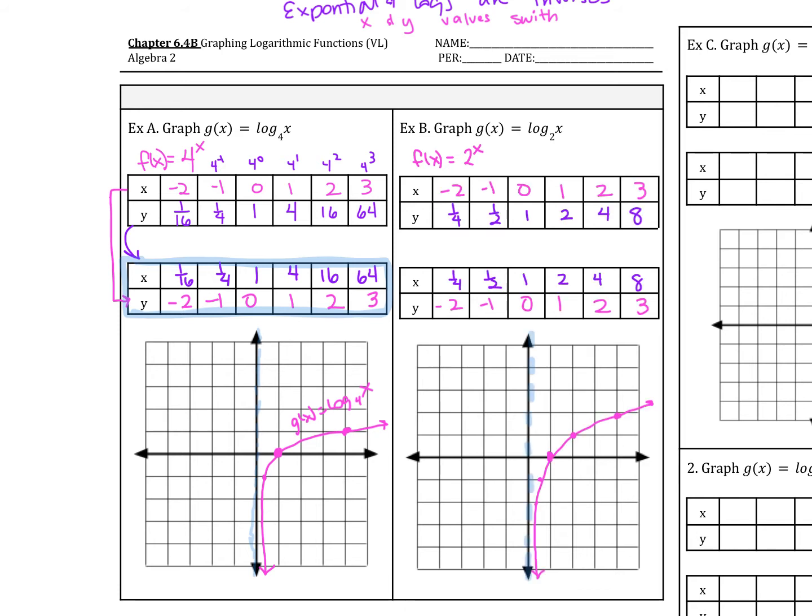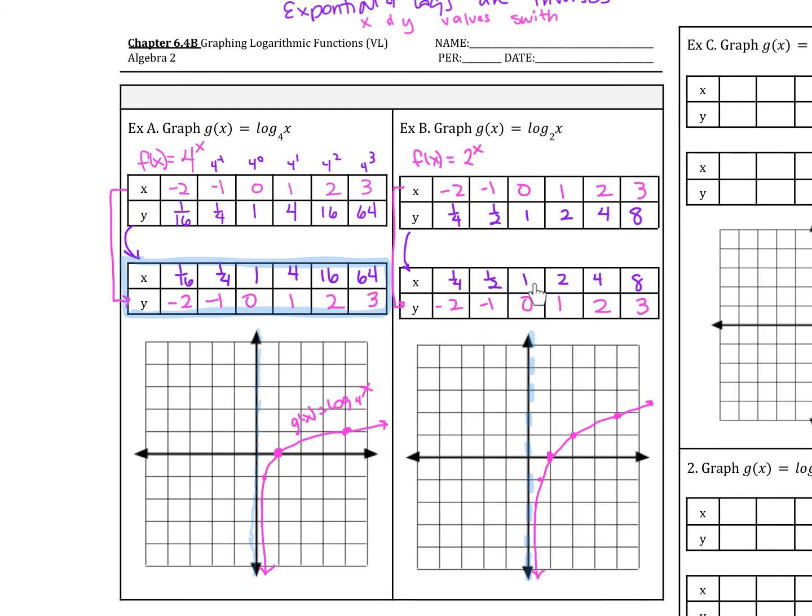If we tried it out, here is our graph. First you find the values for 2 to the x. We chose -2, -1, 0, 1, 2, and 3. You should have gotten 1/4, 1/2, 1, 2, 4, and 8. Next, you just switch the roles of x and y. So now our x values are 1/4, 1/2, 1, 2, 4, and 8, and the y values are -2, -1, 0, 1, 2, and 3.